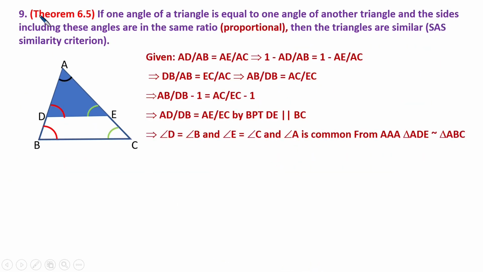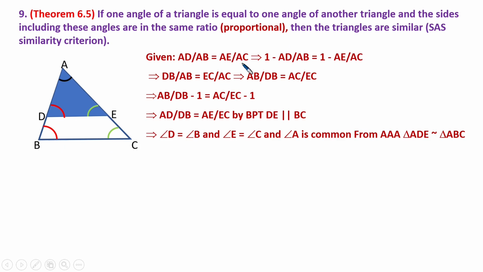Here this theorem, this is point number 9, theorem 6.5. It says if one angle of a triangle is equal to one angle of another triangle. Suppose the shaded one is one triangle, the small triangle, and this is a big triangle, and this angle is the same. Okay, and the sides including this angle, these are the sides, are in the same ratio, that is AD by AB is equal to AE by AC. Then the triangles are similar, and this is the side similarity criteria. DE is parallel to BC given this condition.